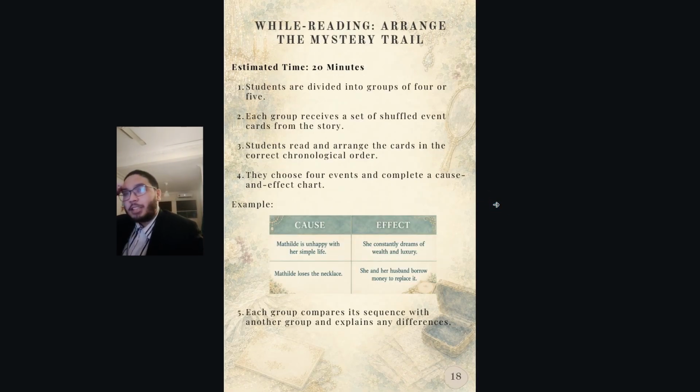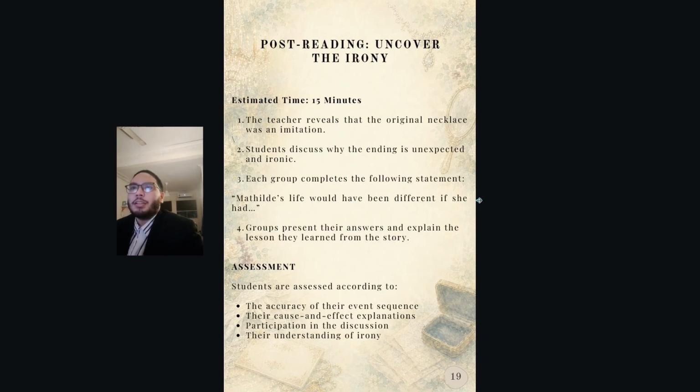During the while-reading stage, the students are divided into groups of 4, and then they'll be given a set of shuffled event cards, and then they'll arrange the cards in the correct order, and then they'll complete a cause and effect chart.